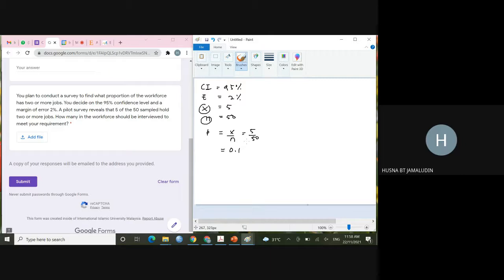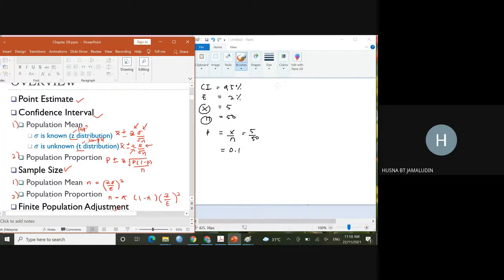So what is the formula to compute proportion for sample size? Anyone? What is the formula? So n equals pi, or p, multiplied with 1 minus pi, multiplied with z over e, all squared. Okay, now close the formula.